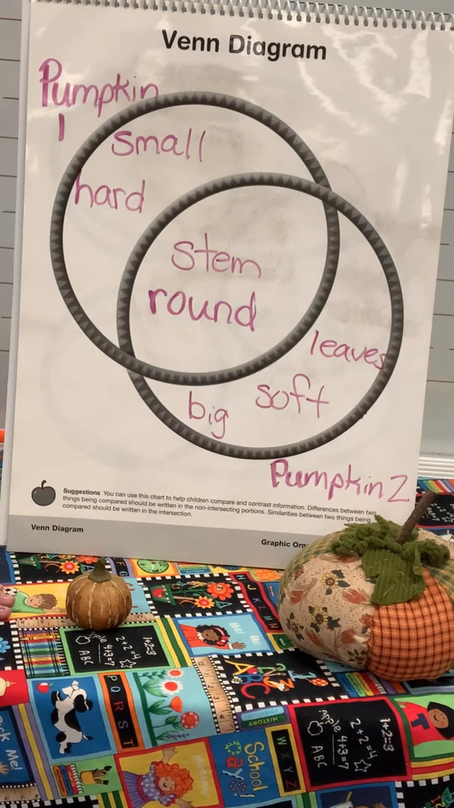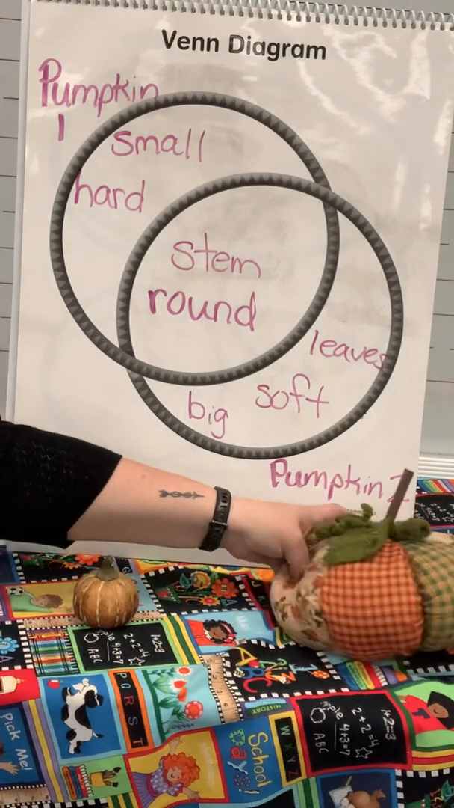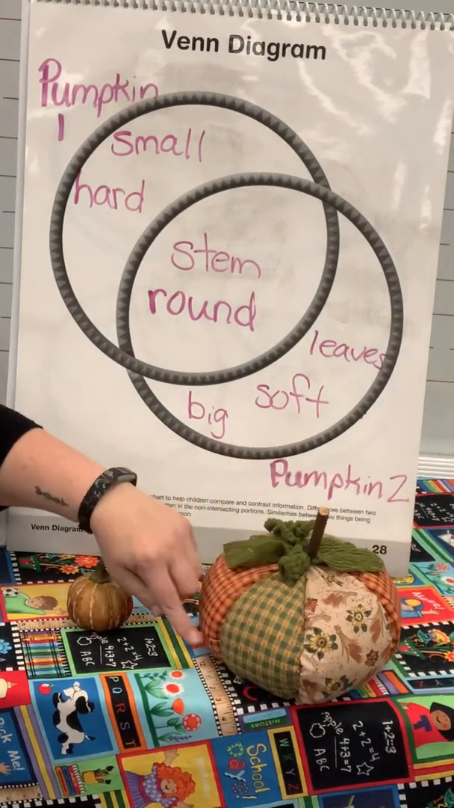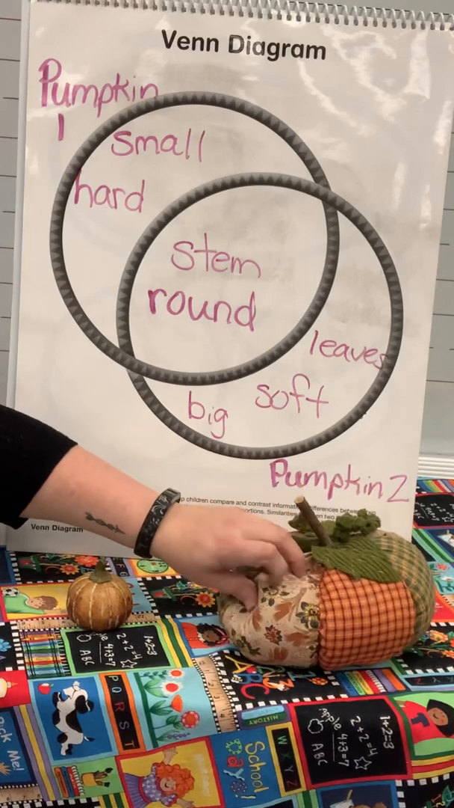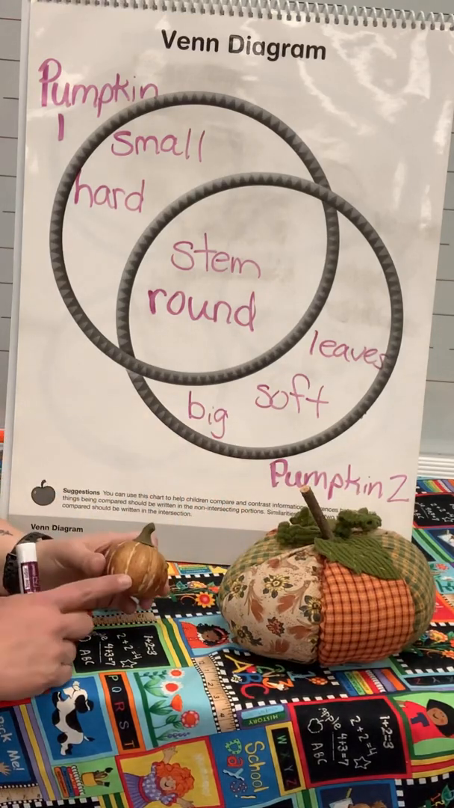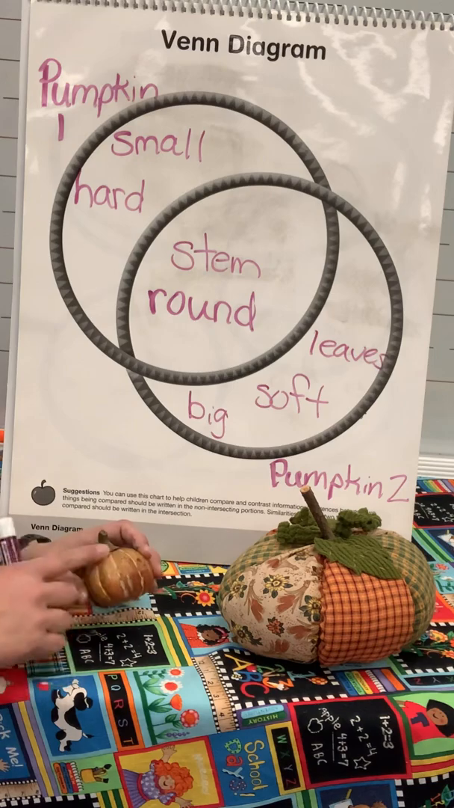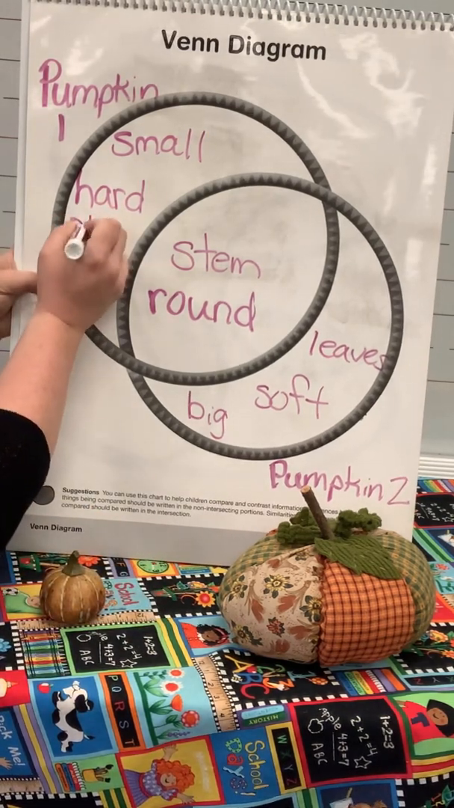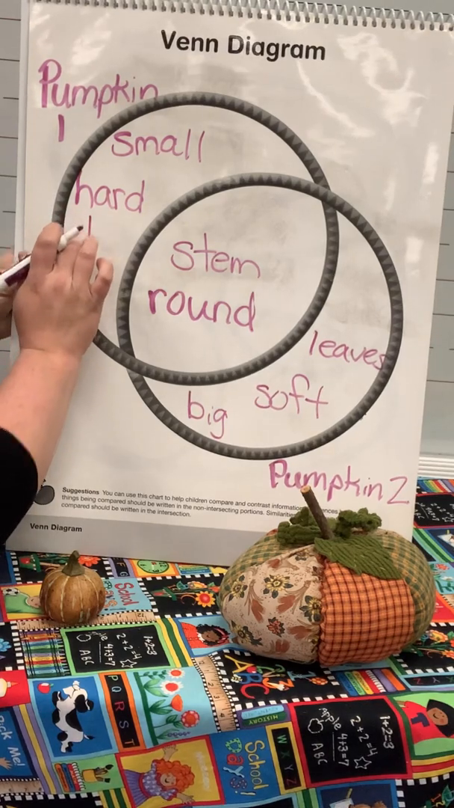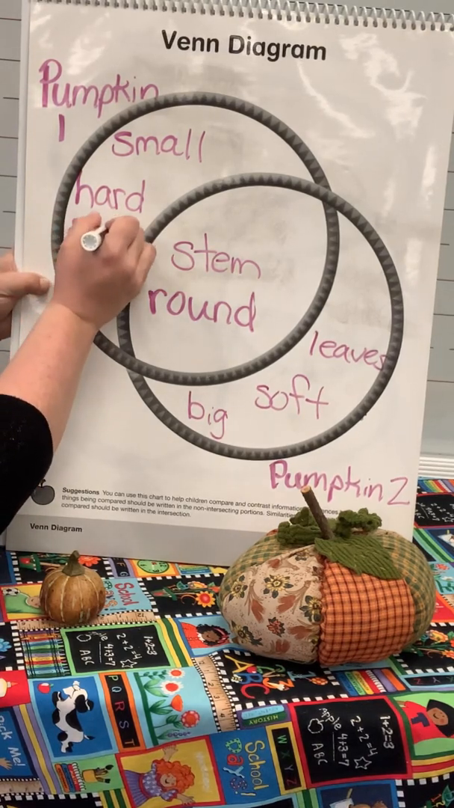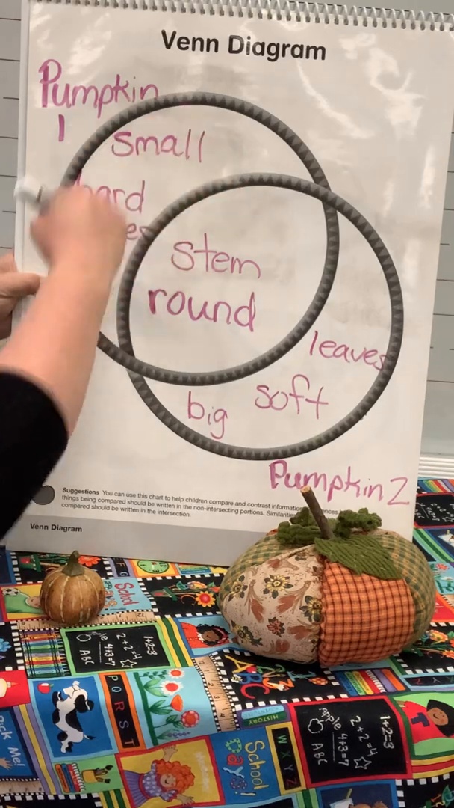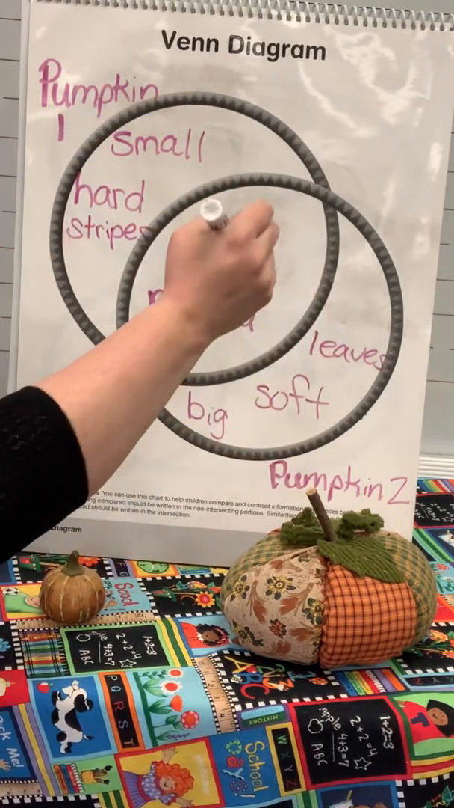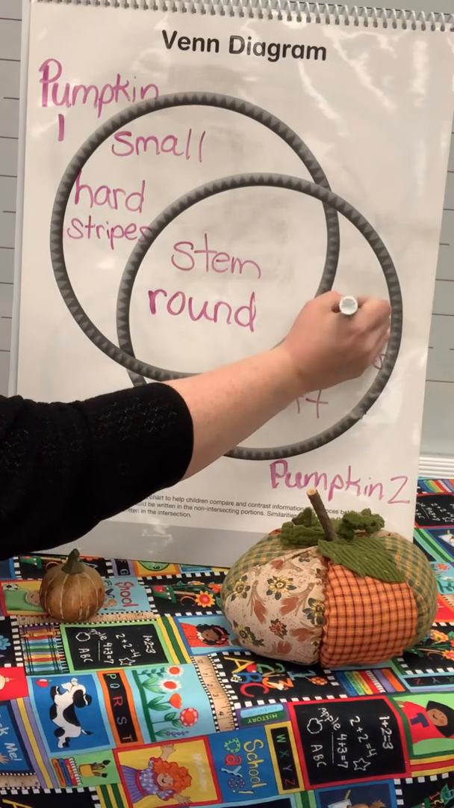Let's see. What about, oh look, there's patterns. There's different patterns on this pumpkin 2, right? They're not really patterns on pumpkin 1, they're more like stripes, right? So we could write stripes on pumpkin 1. That wasn't a very pretty S, was it? Stripes on pumpkin 1, and then patterns on pumpkin 2.